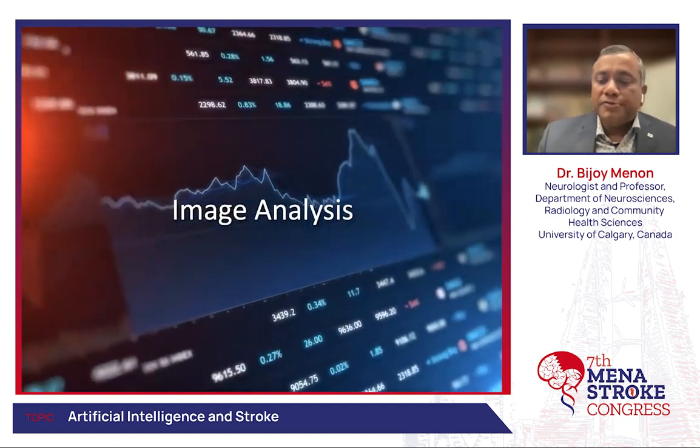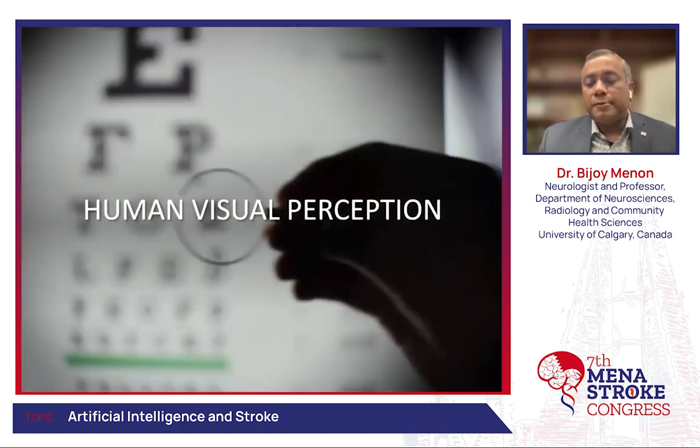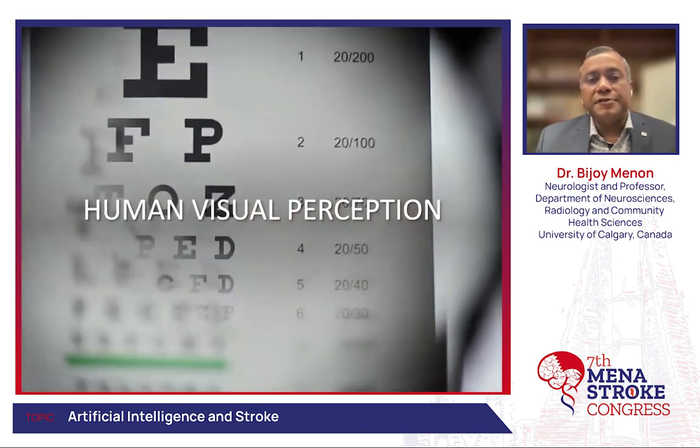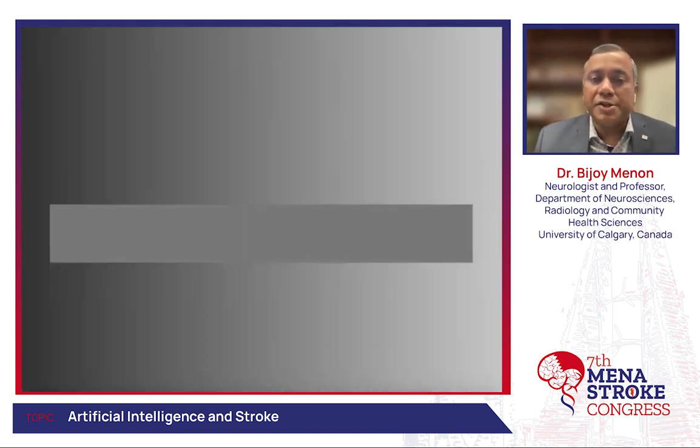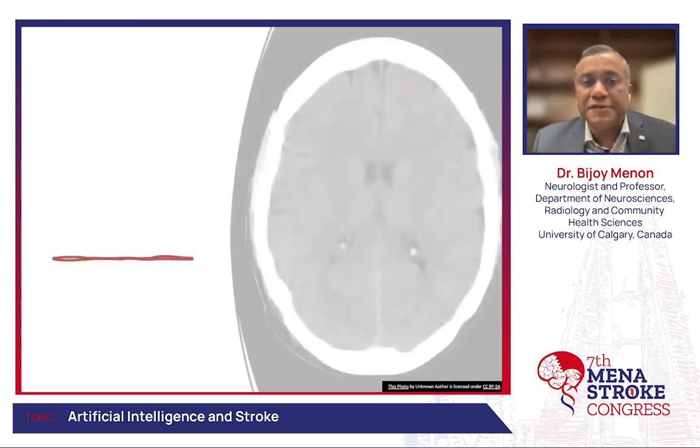But AI also helps with image analysis. And so the key with image analysis is our human visual perception. How much can we actually interpret these images, and how can AI help? Now, if you look at this image here with this bar here, and if I ask you to tell me which side is darker, I guess you'll point out towards this side. But the truth is, based on an intensity scale, this is the same intensity. And so human visual perception can be affected by biases.